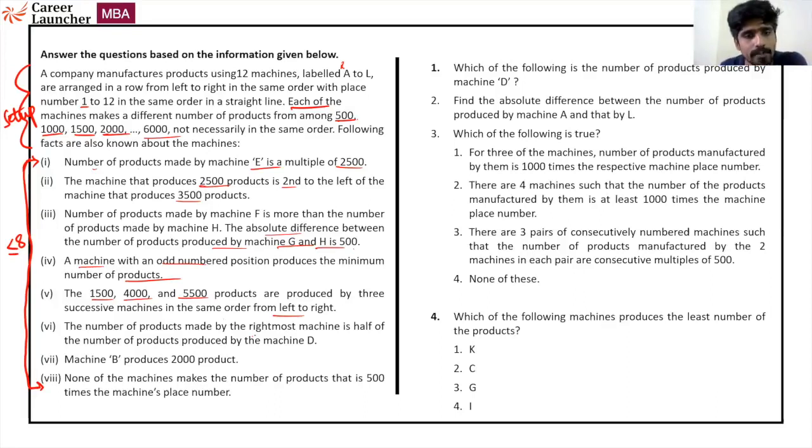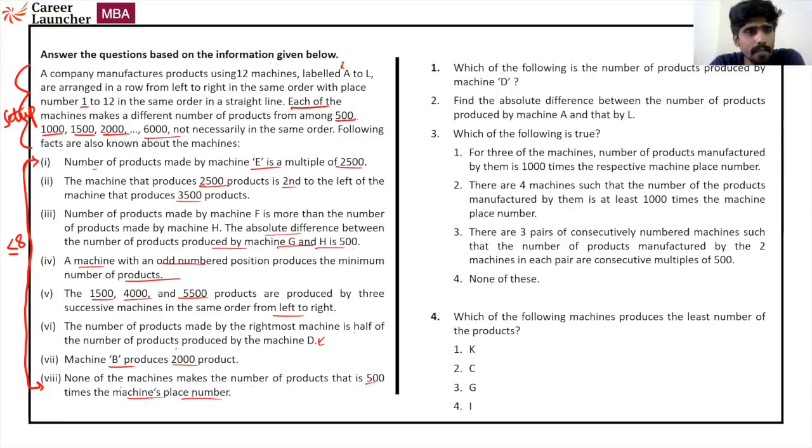The number of products made by the rightmost machine is half the number manufactured by machine D. So we have to determine somehow what happens in machine D. Machine B produces 2000 products. None of the machines makes a number of products that is 500 times the machine's place number.